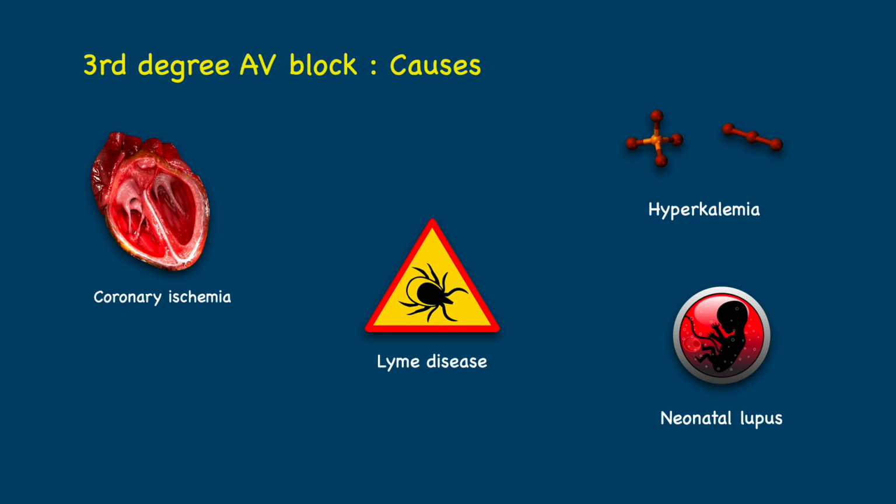Third-degree heart block is commonly caused by coronary ischemia, followed by progressive degeneration of the electrical conduction system of the heart. It can also be caused by hyperkalemia, Lyme disease, and congenital causes where association with maternal lupus has been shown. Congenital heart block is a complication of neonatal lupus. Here, the maternal autoantibodies called anti-Ro and anti-La antibodies cross the placenta and attack the conduction system.